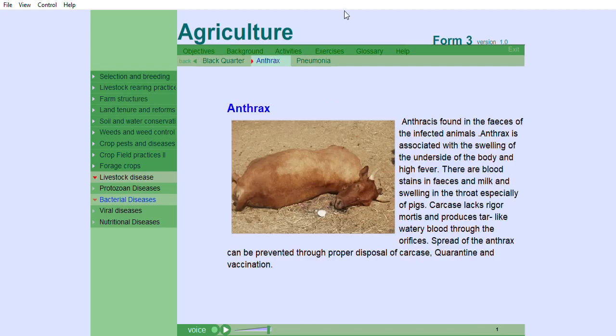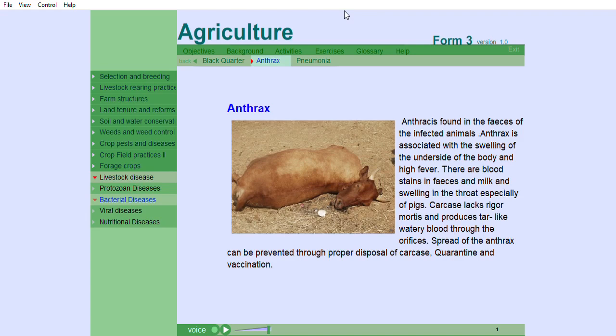Anthrax. Anthrax is an acute, infectious, and notifiable disease. It is caused by Bacillus anthracis found in the feces of the infected animals. Anthrax is associated with the swelling of the underside of the body and high fever. There are blood stains in feces and milk, and swelling in throat, especially of pigs.